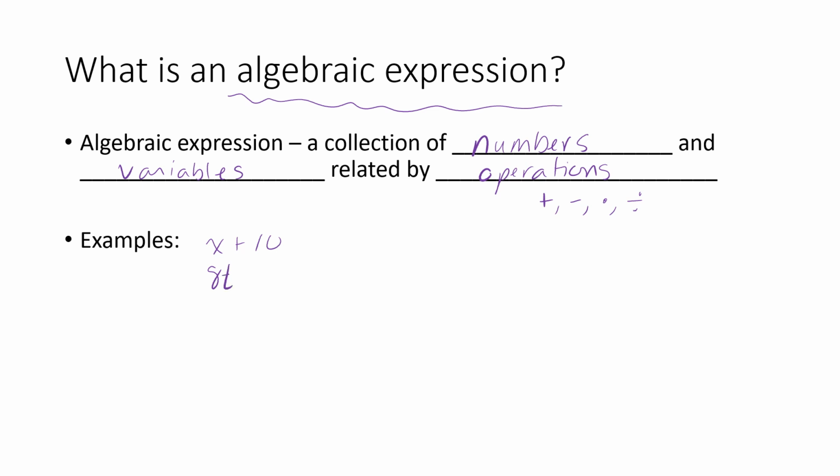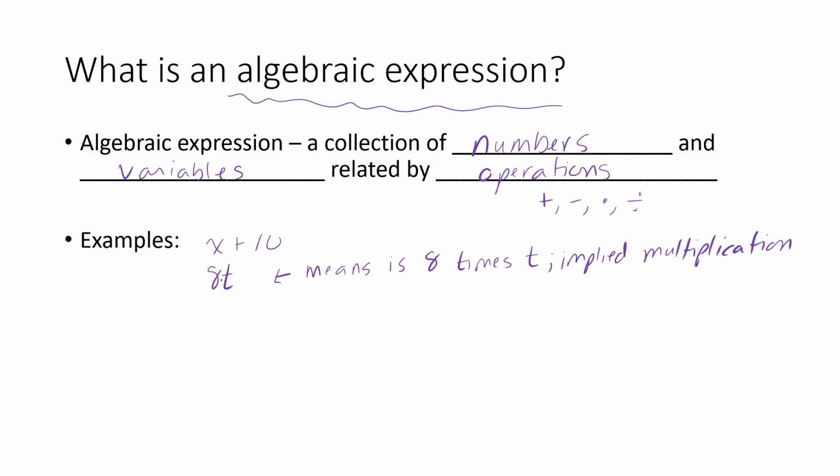You might see something like 8t. I'm going to pause on this one for a little bit because there's some things we need to know about that. What that means is 8 times t. If you see a number just right next to a letter with no operator indicated, the implied operation there is multiplication. And as soon as we get to solving equations, that is something you're going to want to know.